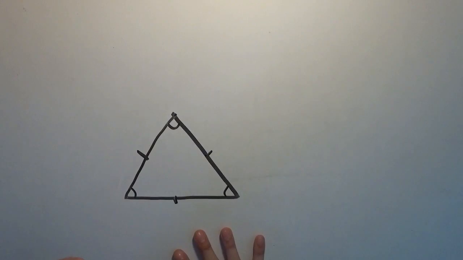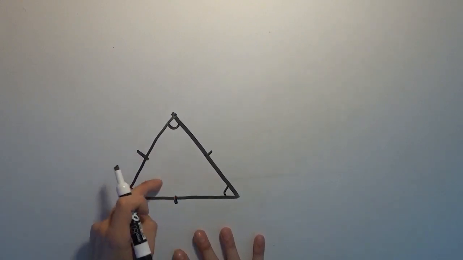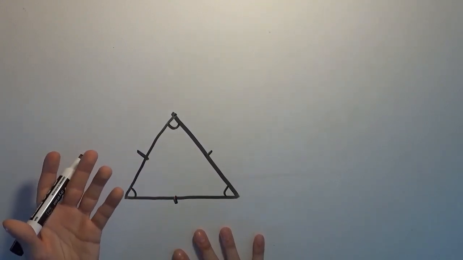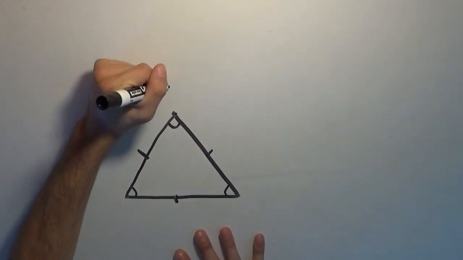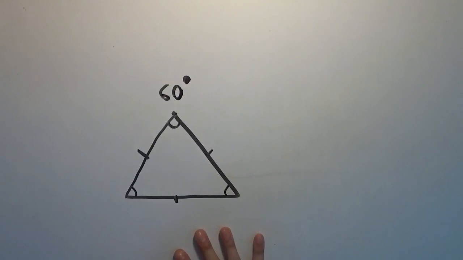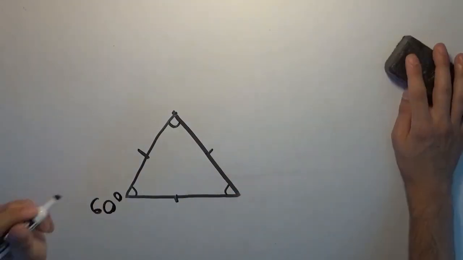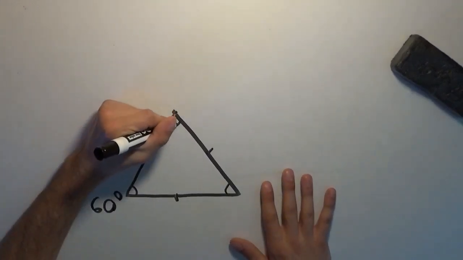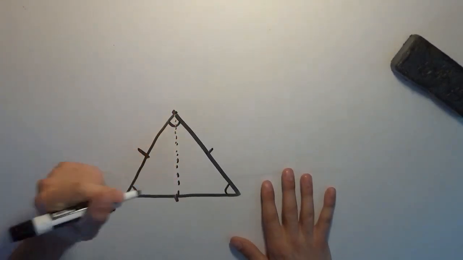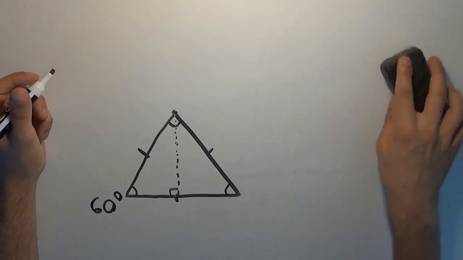So all three sides are the same. Now we know that all three angles in a triangle have to add up to 180 degrees. So if there are three congruent angles, then each of them has to be 60 degrees, right? All three of them have to be 60 degrees. What we're going to do is not look at the whole triangle, we're going to look at half of it.